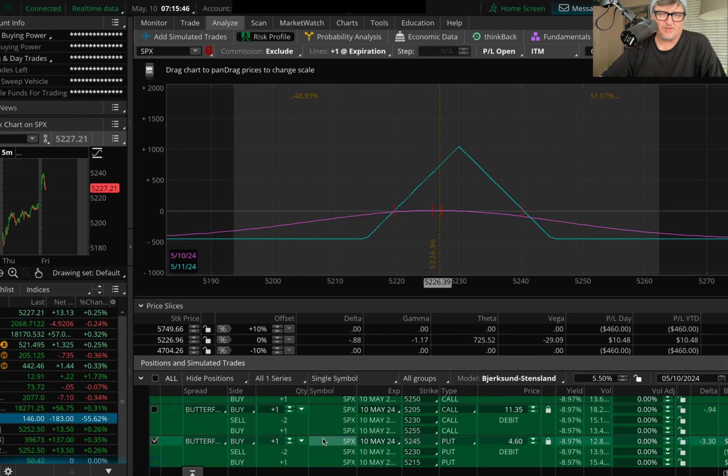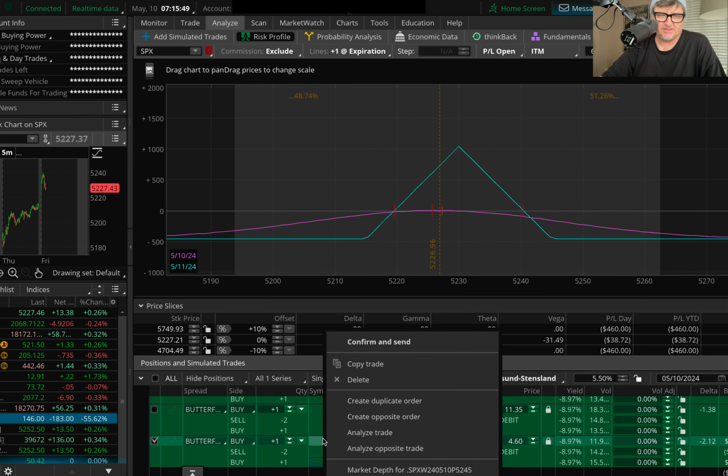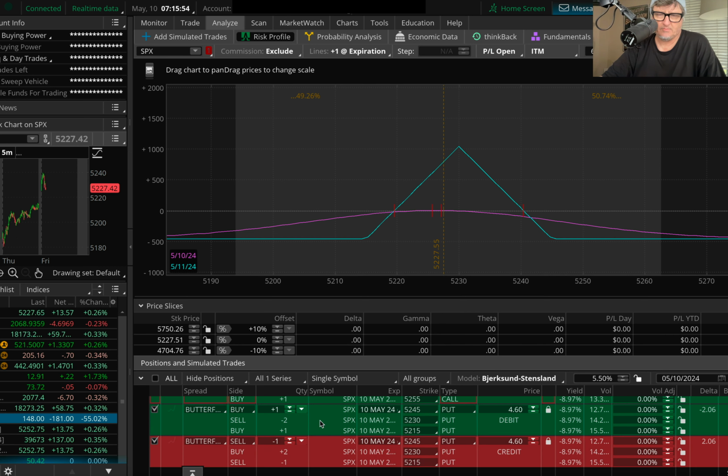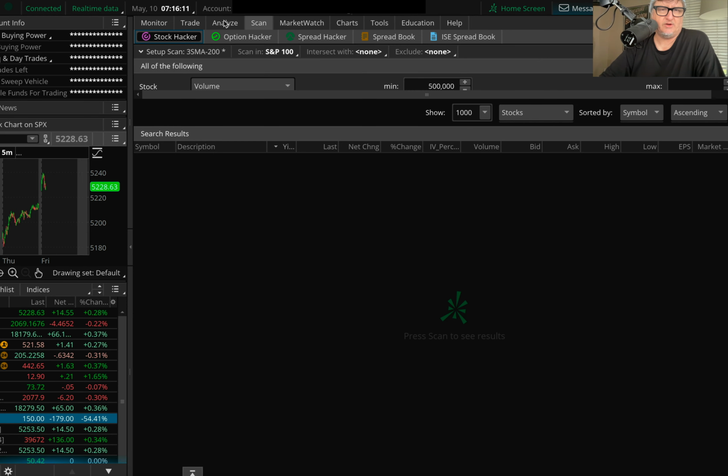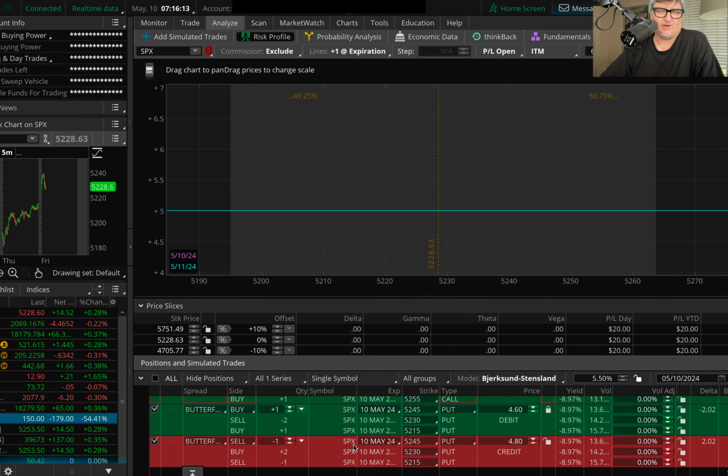So right off the bat, I'm going to set an automatic exit order on this live trade. I'm going to say analyze opposite order. Then I'm going to uncheck this box. So this is the opposite order, the closing order for that. And then I'm just going to look at this. This should be a straight line right now, but Thinkorswim is just going down the tubes. So if I hit this scan tab up here and then go back. Oh yeah, there we go.